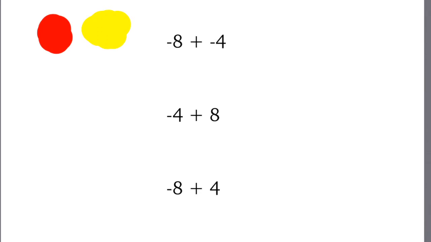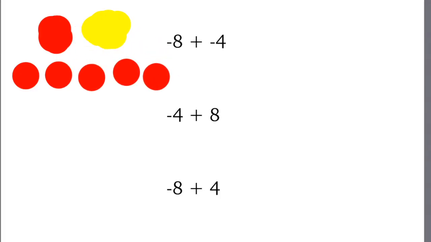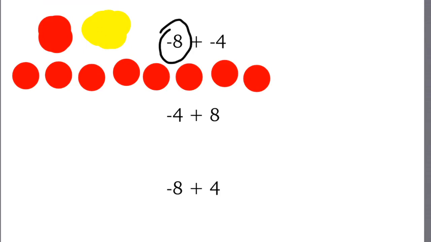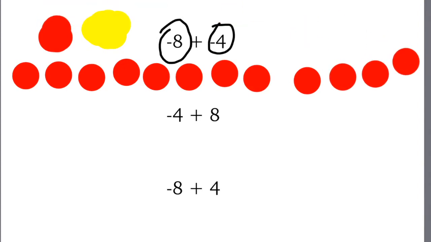So we're going to start by putting out 8 negatives. So I have 1, 2, 3, 4, 5, 6, 7, 8. So those 8 counters represent this first number in my addition sentence. Then I'm going to do the second number in my addition sentence, and I'm going to put out 4 more red counters because both of these numbers are negative. 1, 2, 3, 4. So I've got a little line separation here.